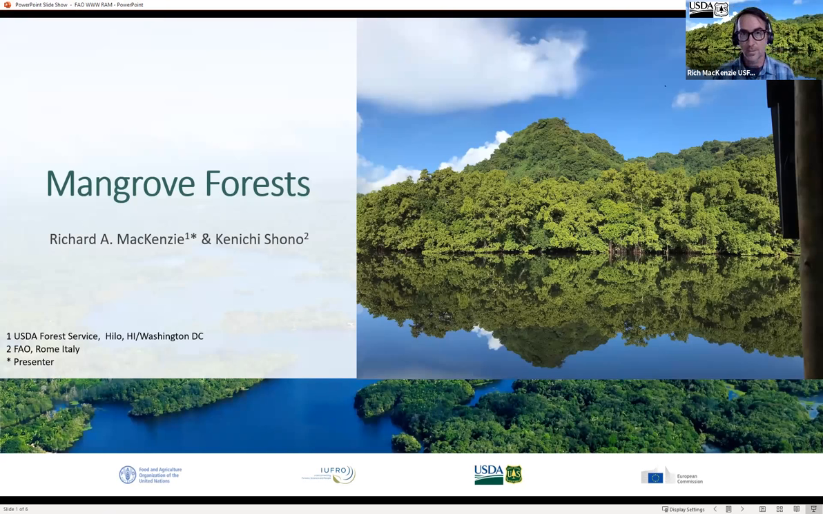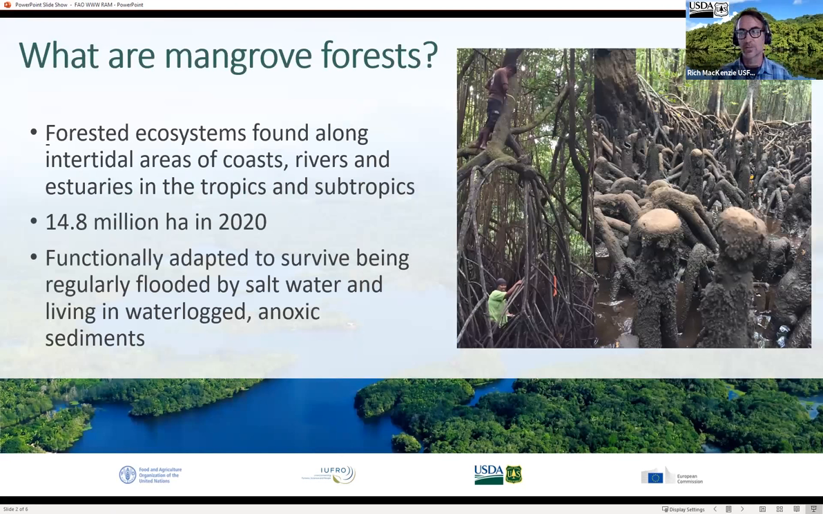So mangrove forests are forested ecosystems that are found along intertidal areas of coasts, rivers and estuaries in the tropics and the subtropics. And in 2020, their global extent was estimated to be approximately 14.8 million hectares. These forests support unique species of trees that are functionally adapted to survive being regularly flooded by salt water, as well as living in waterlogged anoxic sediments. So they have special processes that allow them to grow where there's no oxygen, but they also have the ability to extract fresh water from salt water, which I'll talk a little bit more about later.